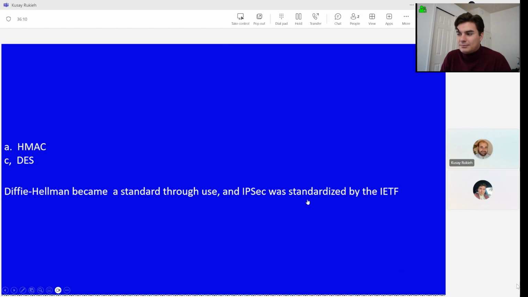IPsec is IETF. Remember, IPsec was made for the internet, right? So it was a way more mature technology, and Diffie-Hellman was for internet key exchange, right? So we can exchange the keys. Okay. Makes sense.